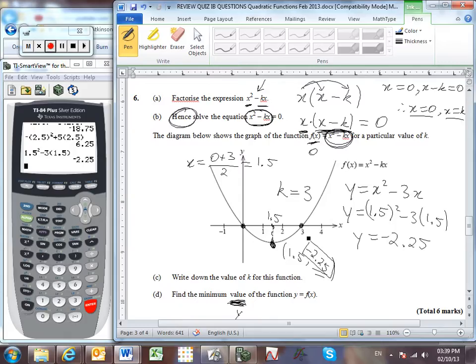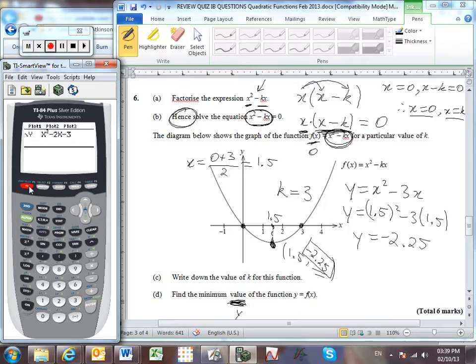Another way you could have found that minimum value, meaning the minimum y value, would have been to type our function into our y equals and then look for the minimum using graphical methods on your calculator. So we're now dealing with the function, once we've solved for the value of k, x squared minus 3x.